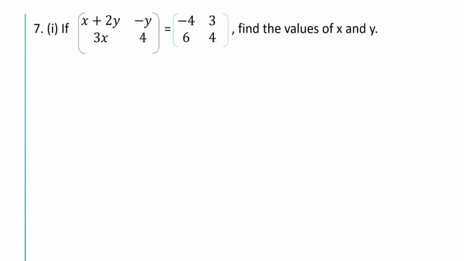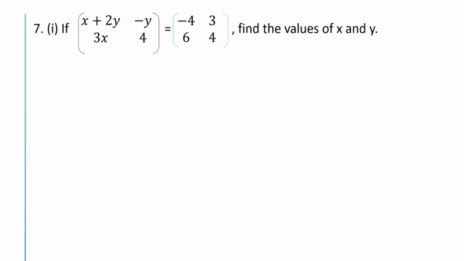The next question: if the matrix [x plus 2y, minus 5; 3x, 4] is equal to [minus 4, 3; 6, 4], find the values of x and y. So in my previous video I have discussed equality of matrices. That is, if two matrices are equal, then each of their corresponding elements are equal. The element in the first row, first column will be equal to the corresponding element in the first row, first column of the other matrix. Like that, each of these elements will be equal to the corresponding element in the other matrix.